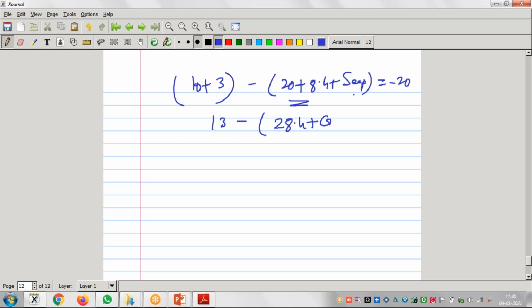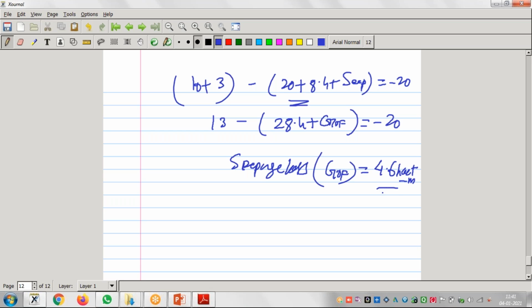That seepage loss is ground outflow, GOF, is equal to -20. If we solve it, we will get the seepage loss, or we can say GOF, is equal to 4.6 hectare meter. This is the answer, right?